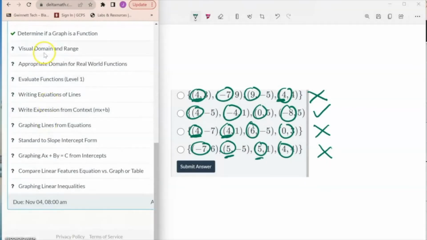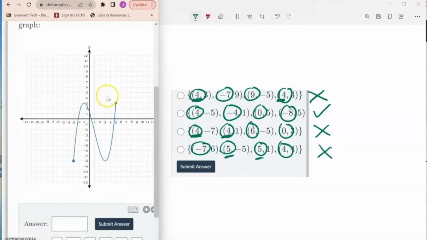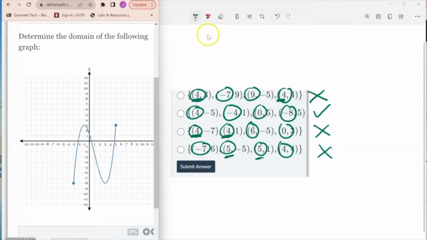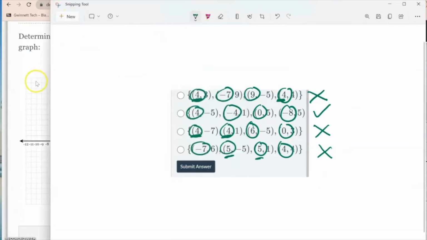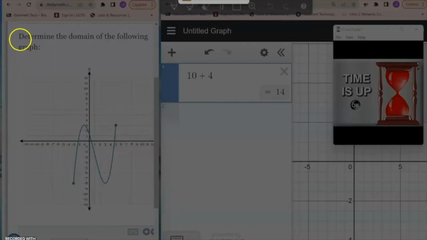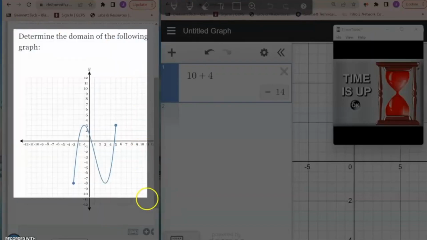All right, I'm going to go into visual domain and range. Do remember that domain is your x-axis and range is your y-axis. All right, so determine the domain.